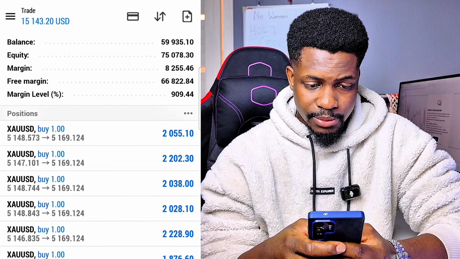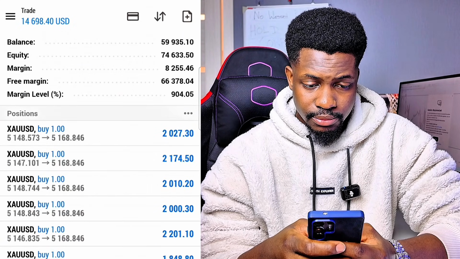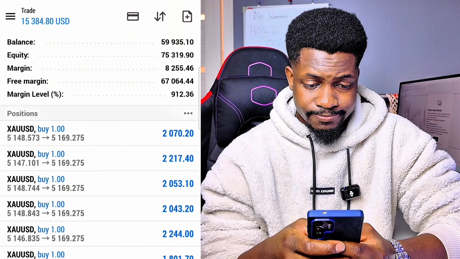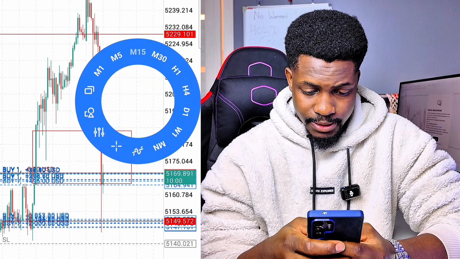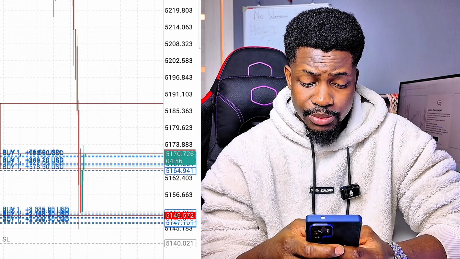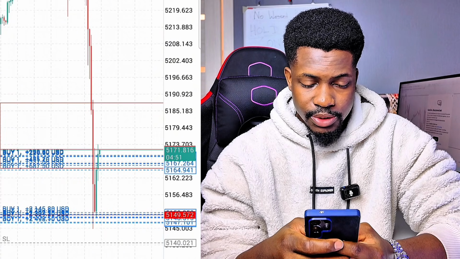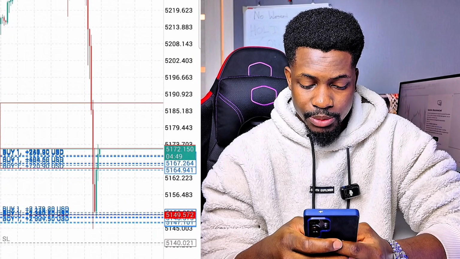Okay, it's about 14K. That's 15 now. All right. Well, on the 5 minutes time frame, this doesn't look bad at all. This looks like it's pushing up really nicely. The formations are really nice.